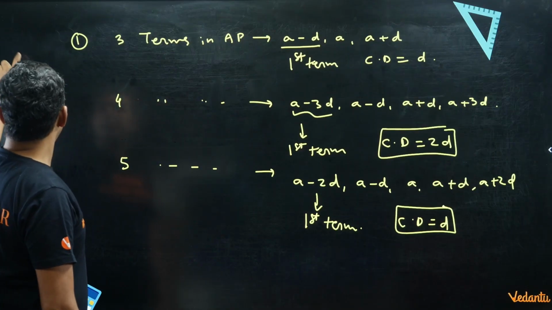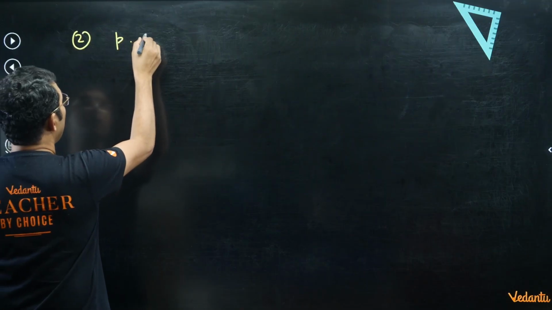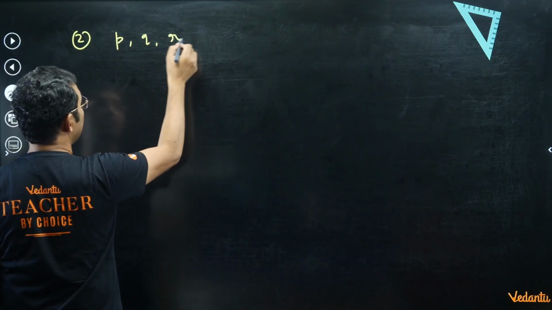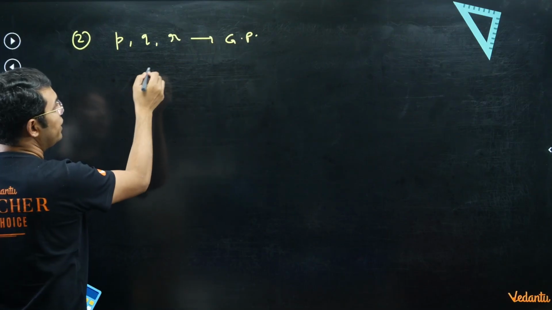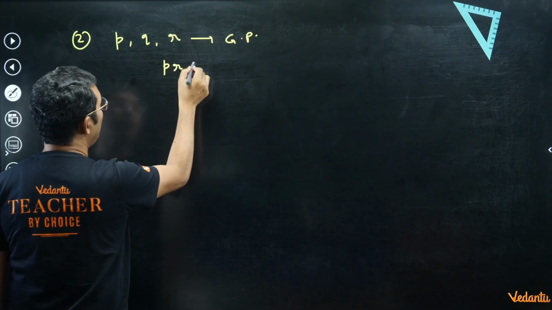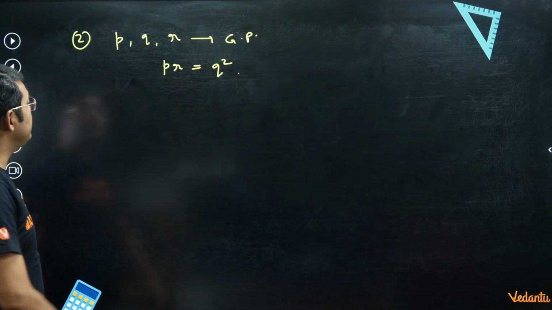Now the second thing. If P, Q, R are in GP, because there is one question given in this session, then P into R is equal to Q square. I'll be using that, so that's why I'm mentioning it here.